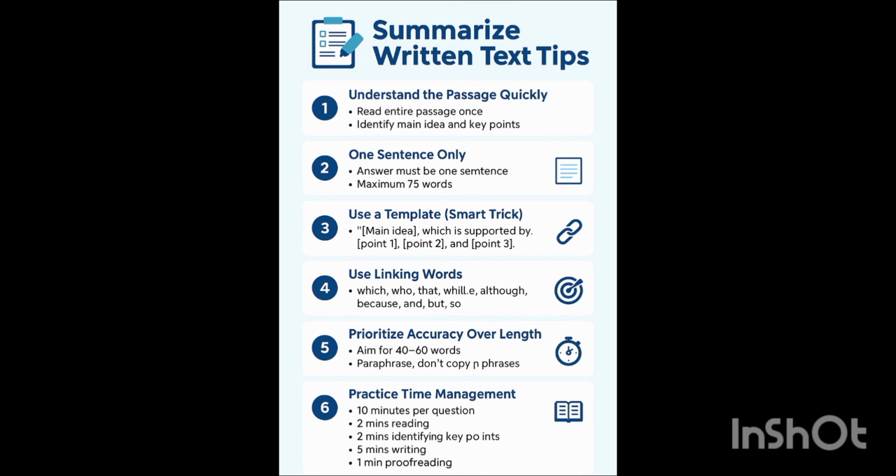You have to understand the passage quickly. Read the entire passage once, identify main ideas and key points, then write the answer in only one sentence, maximum 75 words. Use a template, which can be a smart trick, like a main idea which is supported by point number 1, point number 2, point number 3, and so on. According to me, at least 5 to 7 points should be added in your exam. Then use linking words like which, who, that, although, and the connectives. Then prioritize accuracy over length, and aim for 40 to 60 words.